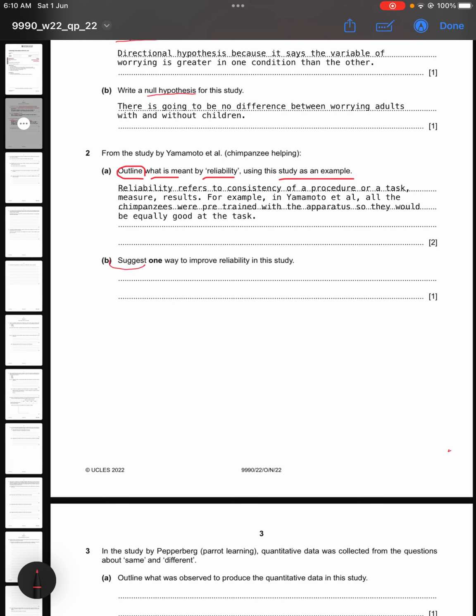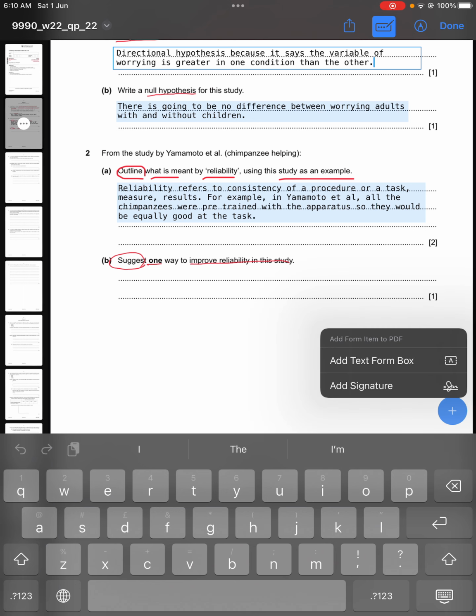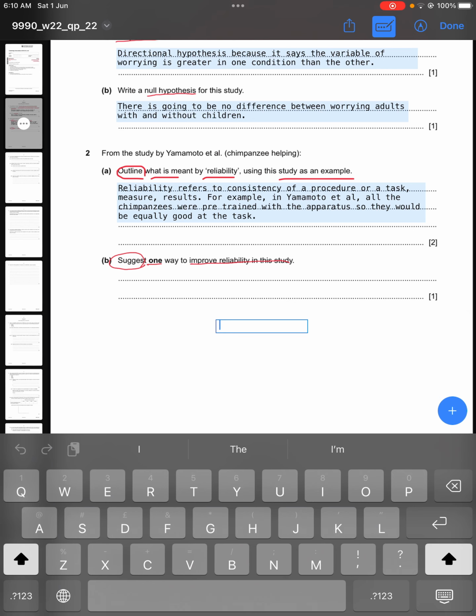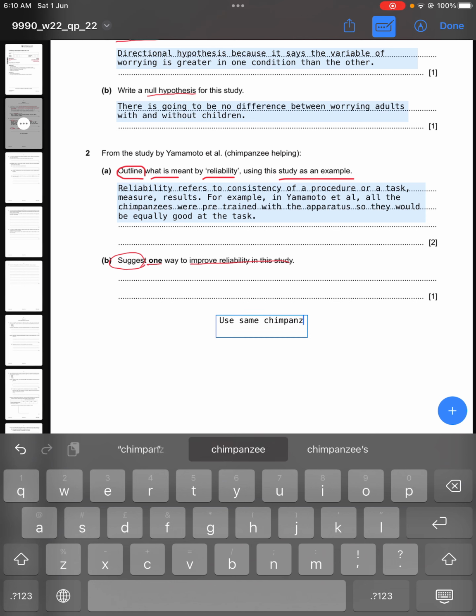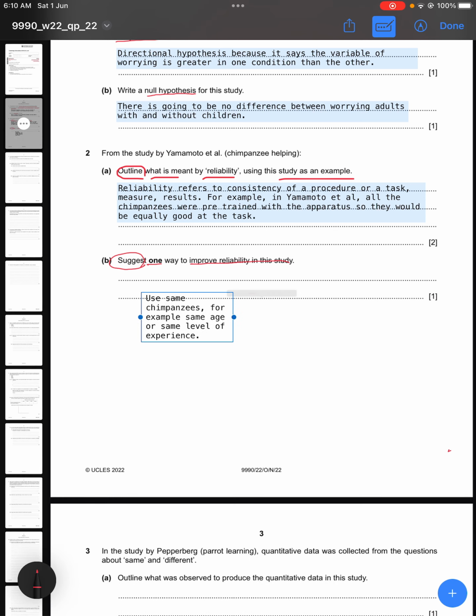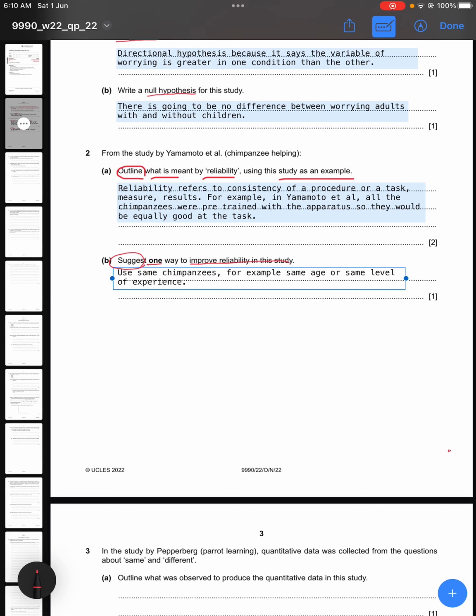And part B says suggest one way to improve reliability in this study. So it can be any general improvement. So let's say I write they could have used the same chimpanzee, for example, same age or same level of experience, so that more of the things could be consistent in the study.